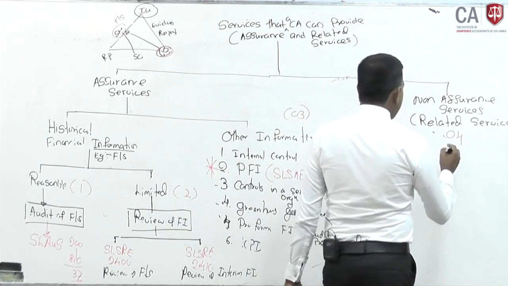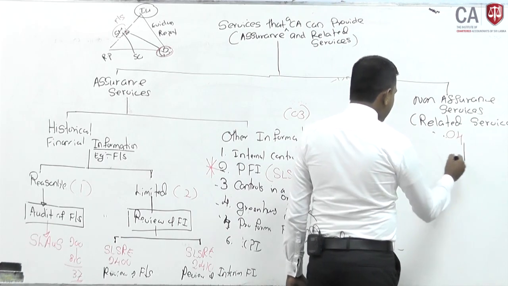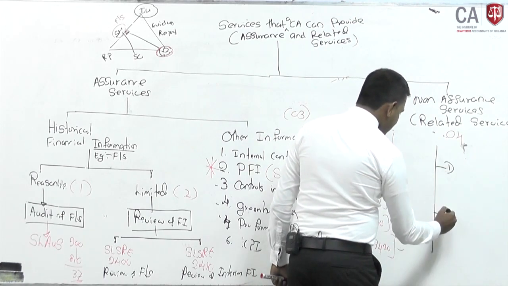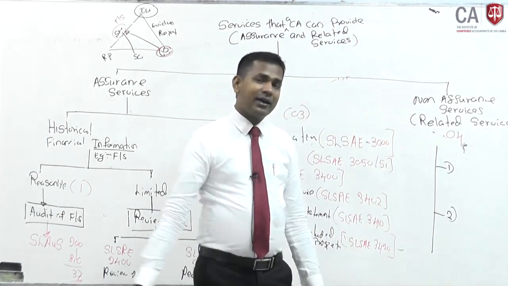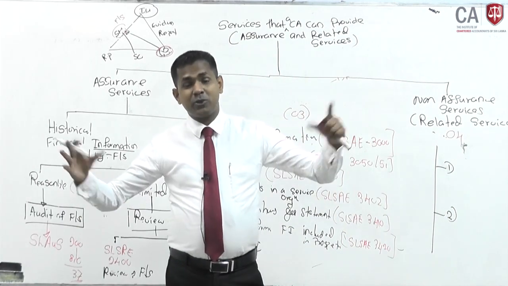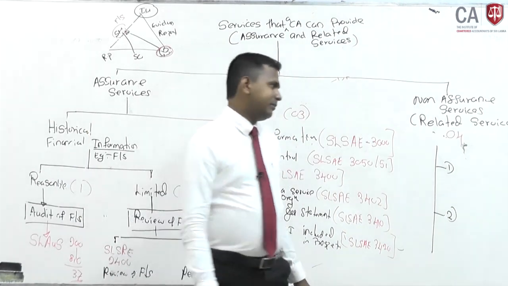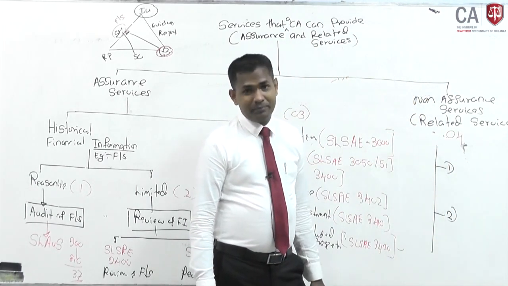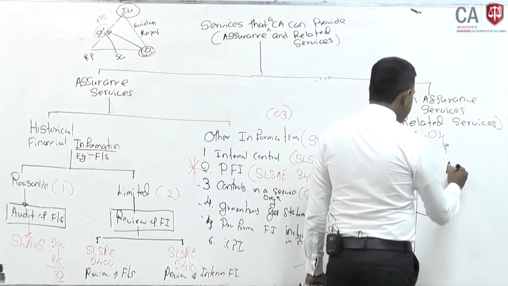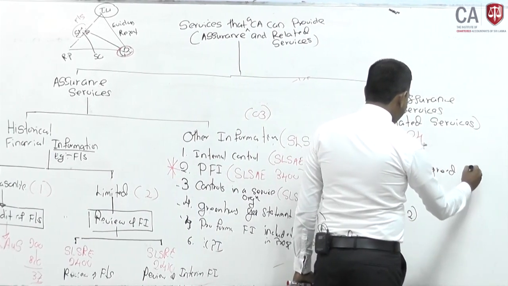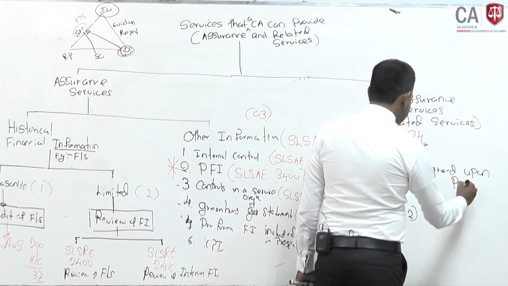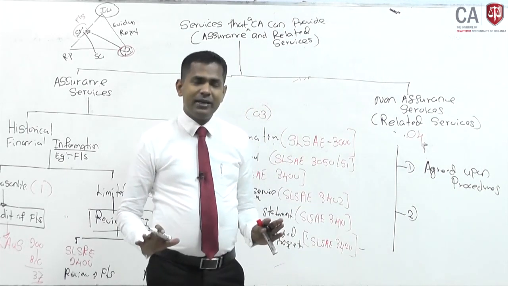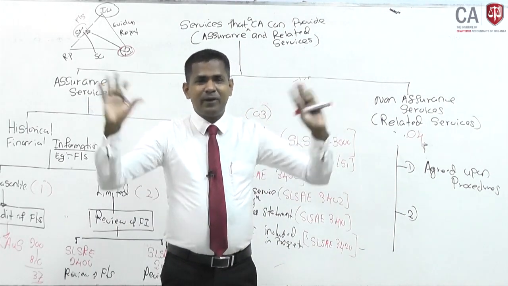There are two services that a chartered accountant can provide under the related services where no assurance is provided. AUP, agreed upon procedures. What is that? Remember, agreed upon procedures means we don't provide any type of assurance.